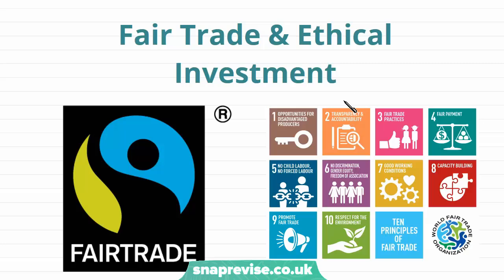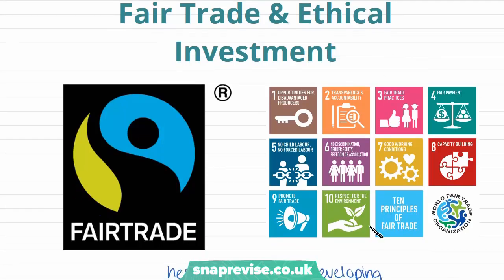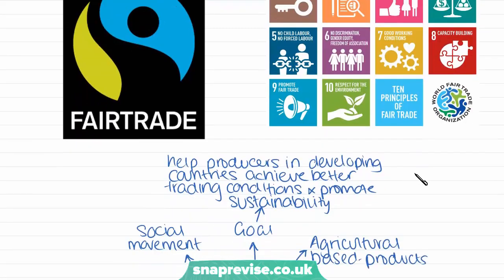So now that we've looked at trends in trade and investment, we're now going to look at the concept of fair trade and ethical investment. And you might recognize this logo from some food that you might eat, and this is the logo of Fair Trade. And here we have the World Fair Trade Organization's Millennium Development Goals, which are the 10 principles of fair trade. And we're going to learn a bit now about what fair trade exactly is.